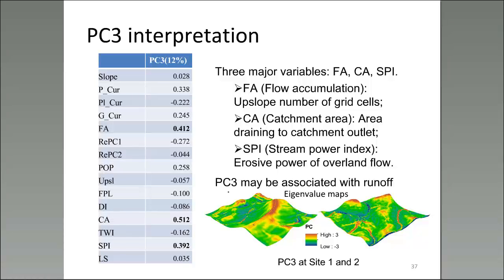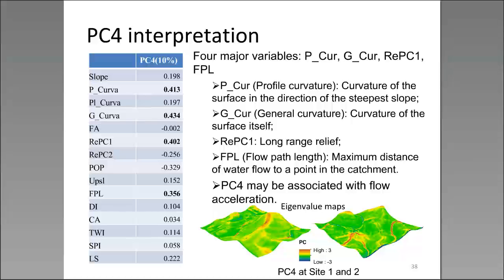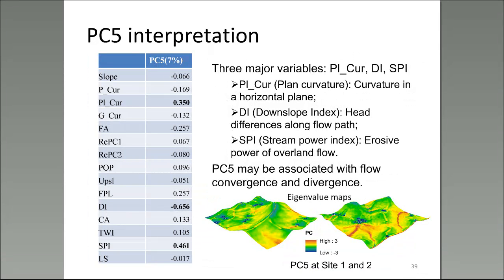PC3 again seems to be associated with some type of runoff parameter or process. PC4 may be related to flow acceleration. And PC5 is associated with flow convergence or divergence.